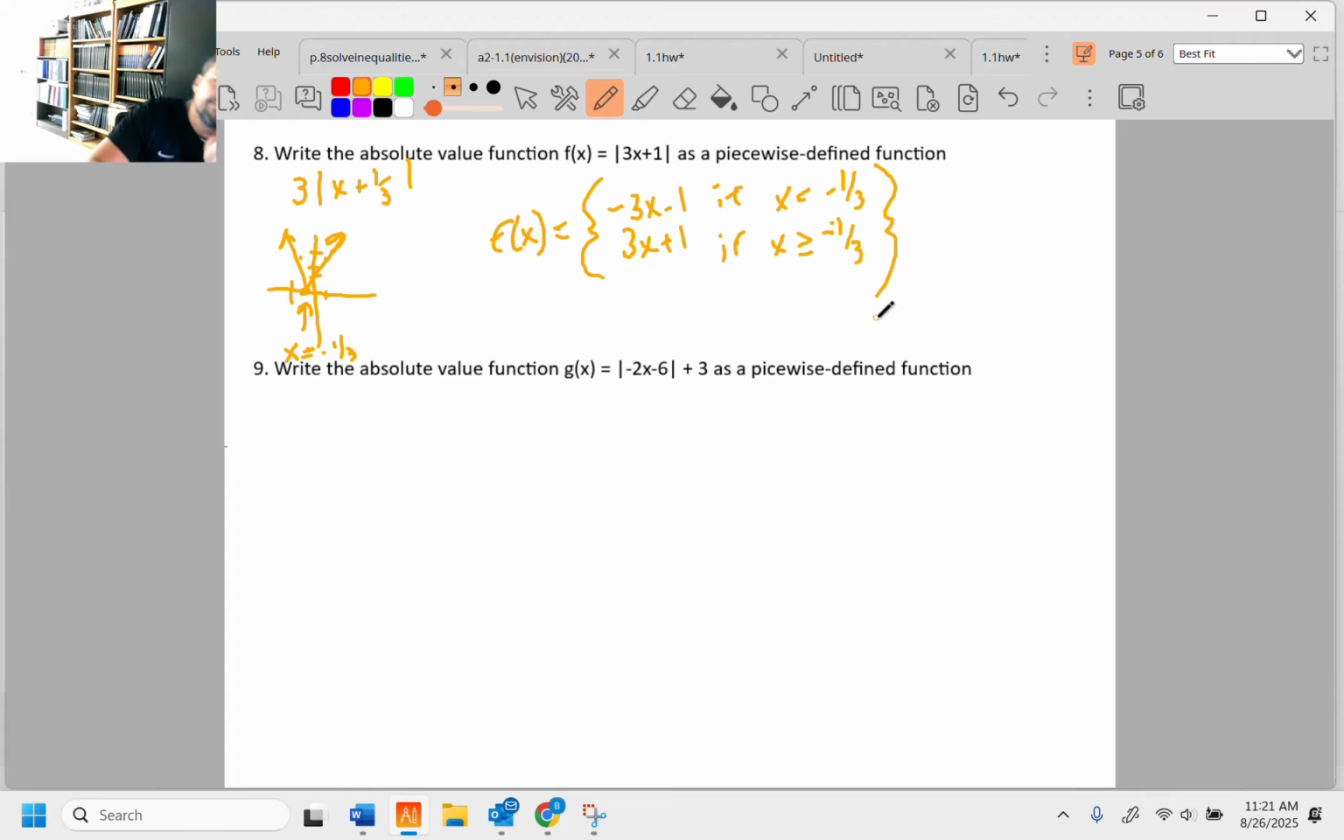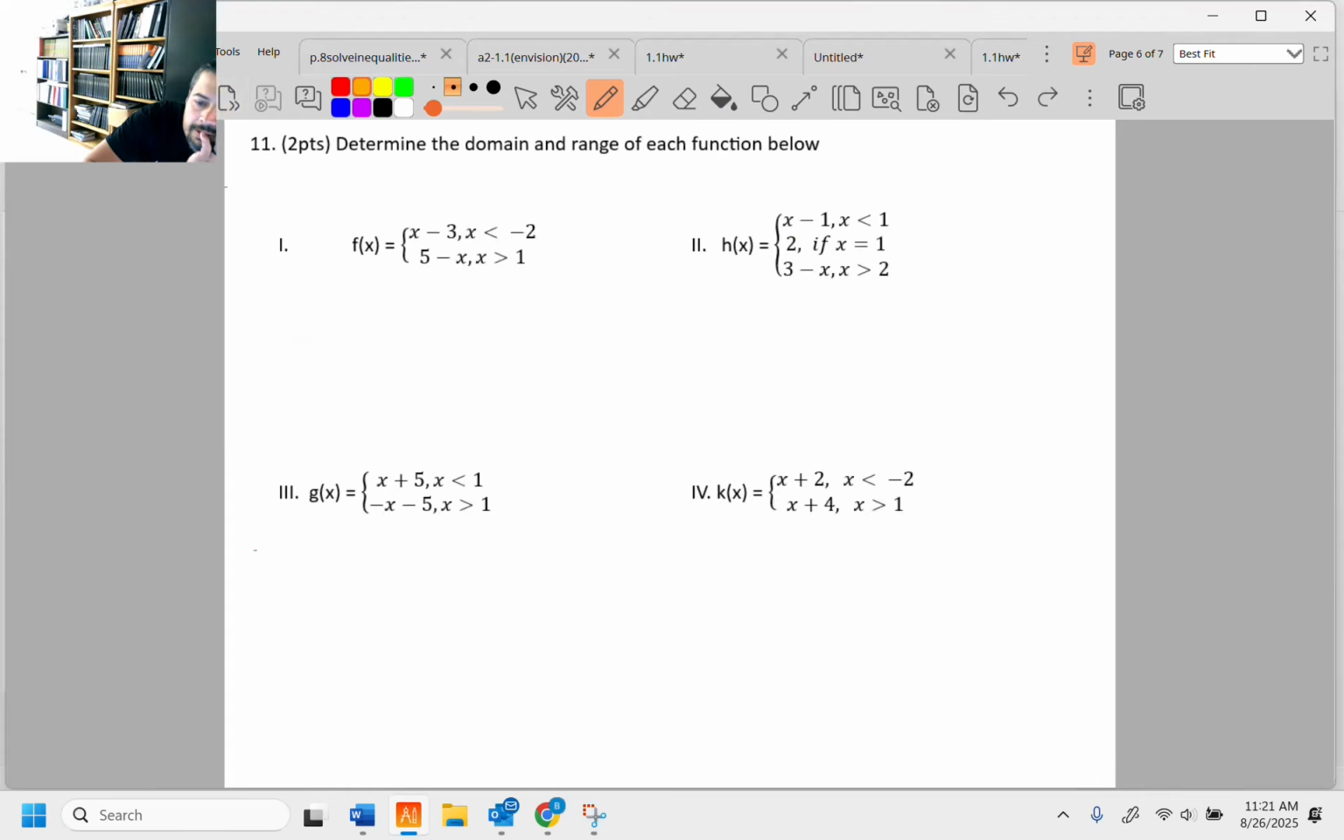Alright, 9 is for y'all. I think there's, yeah. Determine the domain and range of each function below. It's about pictures and tables and stuff, okay? So let's look at 3.